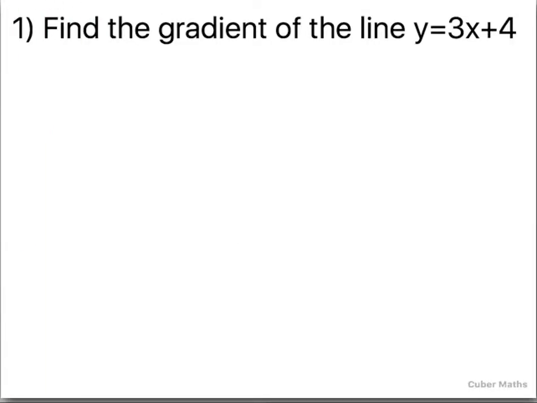Here we have our first problem. It says find the gradient of the line y equals 3x add 4. Now all line equations are set out in the same way, and that's y equals mx plus c. And our y is our value of y, our m is our gradient, our x is our value of x, and our c is our y-intercept, or in other words, where it crosses the y-axis.